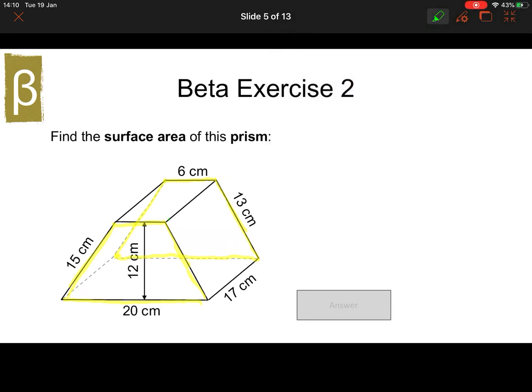But we've also got some rectangles. Here's one rectangle. Here's another rectangle. Here's another rectangle. And down the bottom, another rectangle. I think they're all different sizes, those rectangles. So I'm going to do the rectangles first because they're relatively easy.